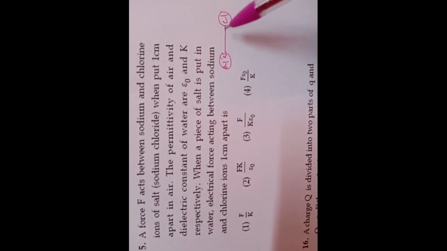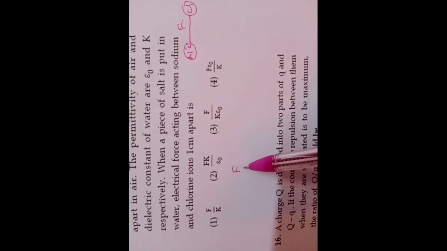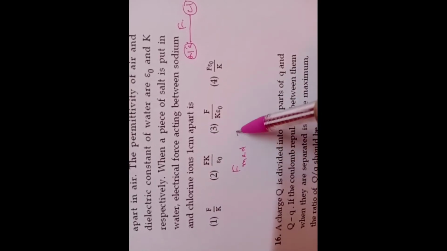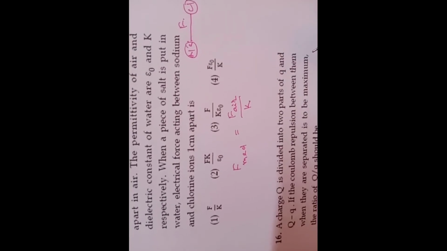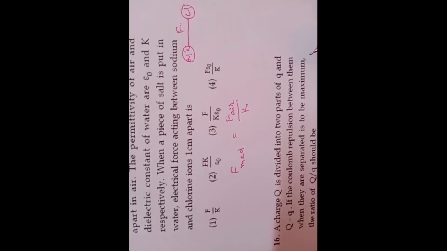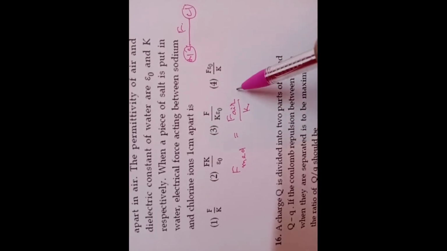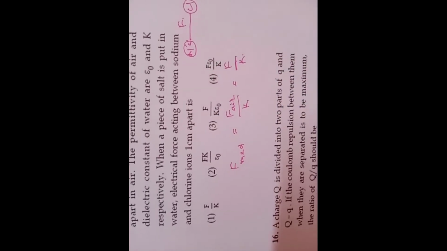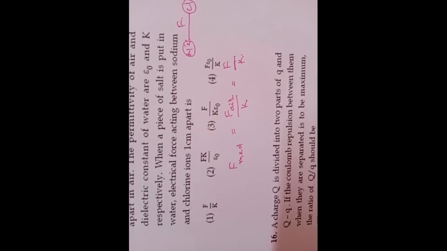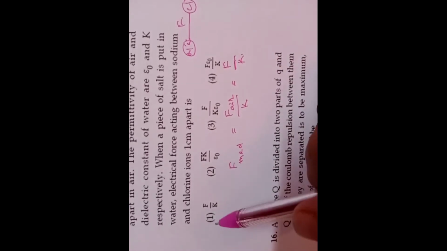The force between them is F. Now they are kept in water. What is the force between them? In the air, what is the formula? In the medium, it will be F air by K. In Coulomb's inverse square law, we studied this: F medium is equal to F air by K. F air is given as F, so by K. So this will be F by K. So the answer for this will be the first option.